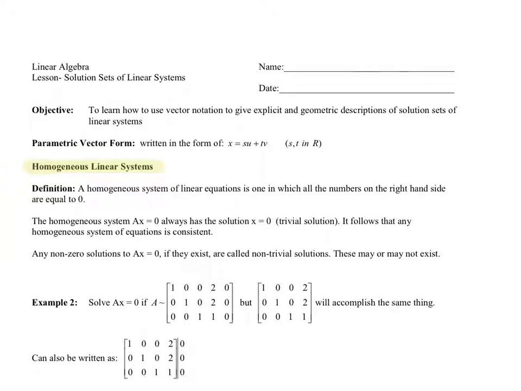So homogeneous linear system is what we make matrix equations out of. So we've already talked about the parametric form of the solution to a linear system.